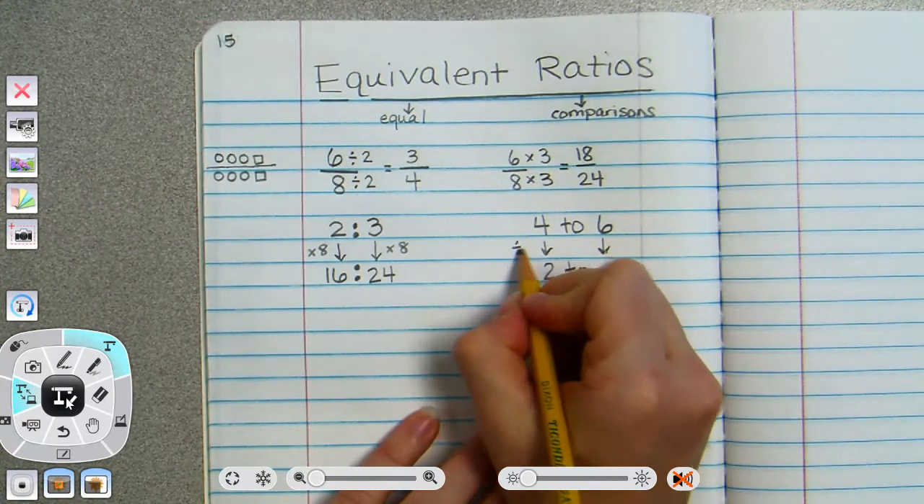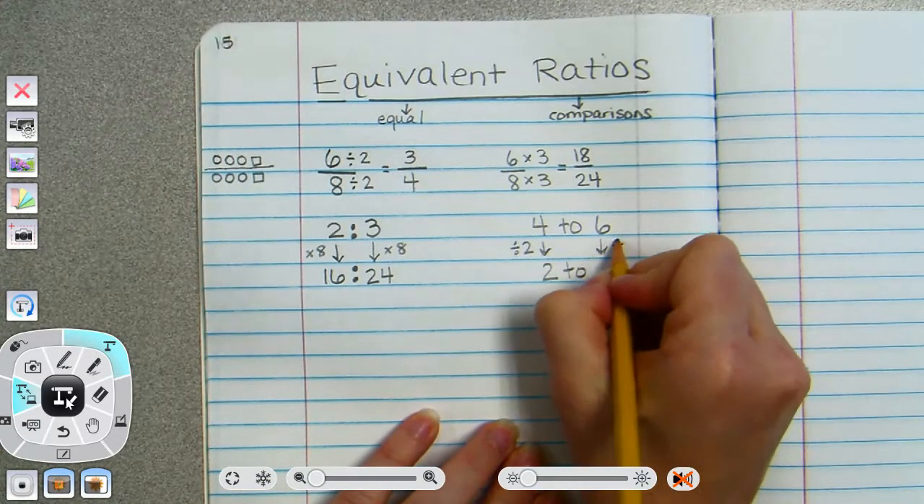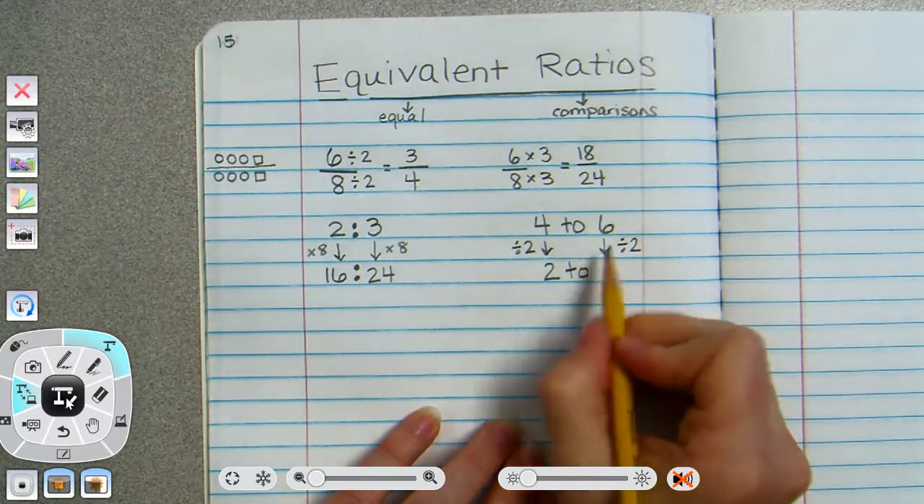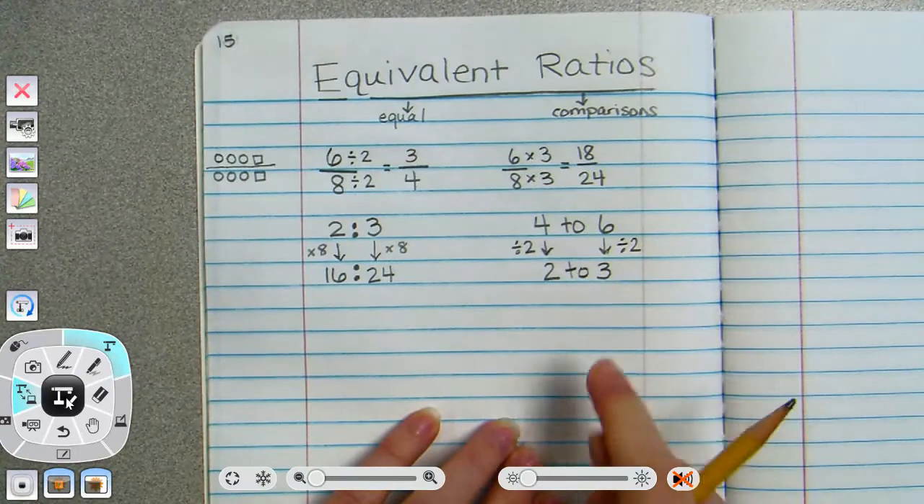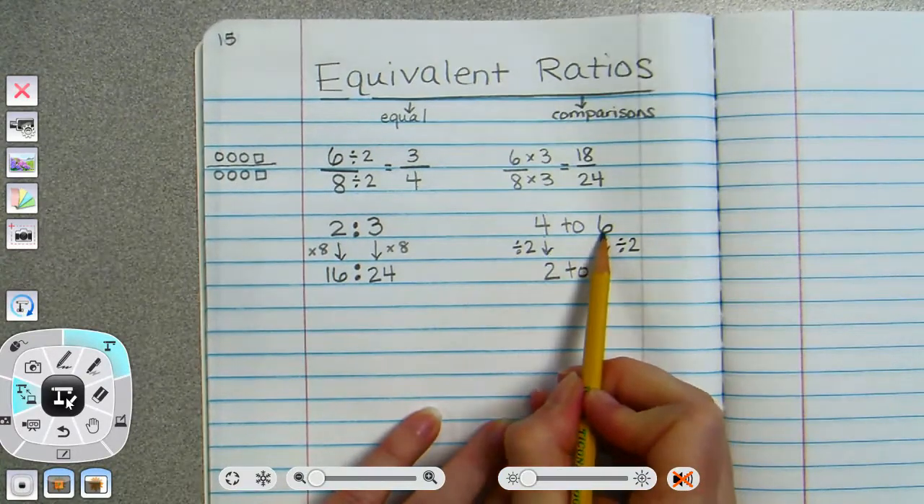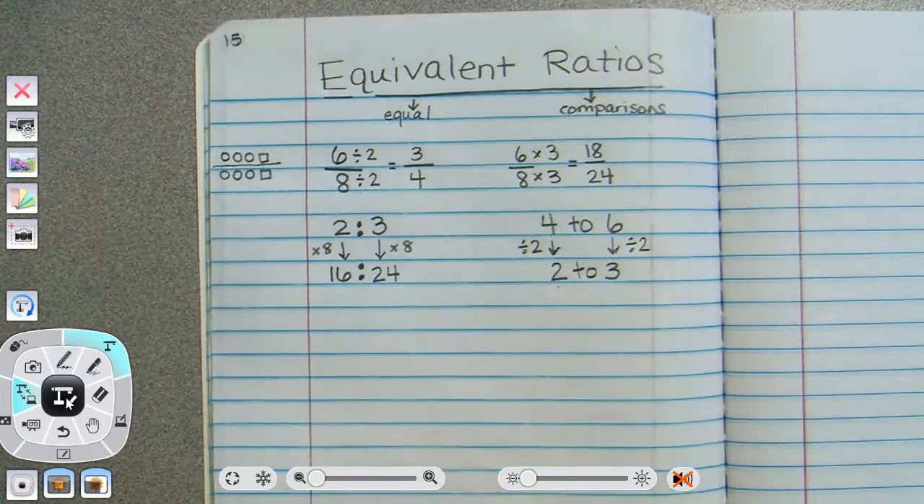Well, I could divide it by 2. Now, if I divided my time by 2, that means I'm going to have to do the same to my projects. I'm going to divide my projects by 2 to figure out how many I could make. 6 divided by 2 means I could only make 3 projects. So if it took 4 hours to make 6 projects, if I only had 2 hours, I would only get to make 3 projects.